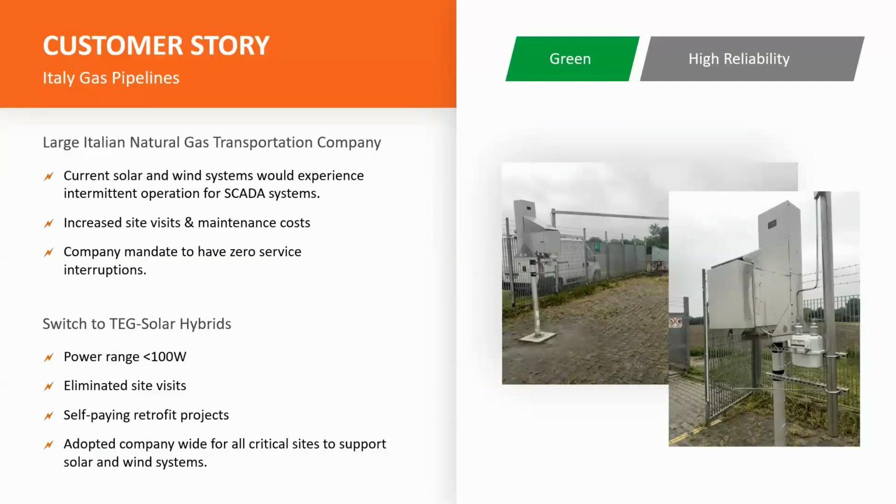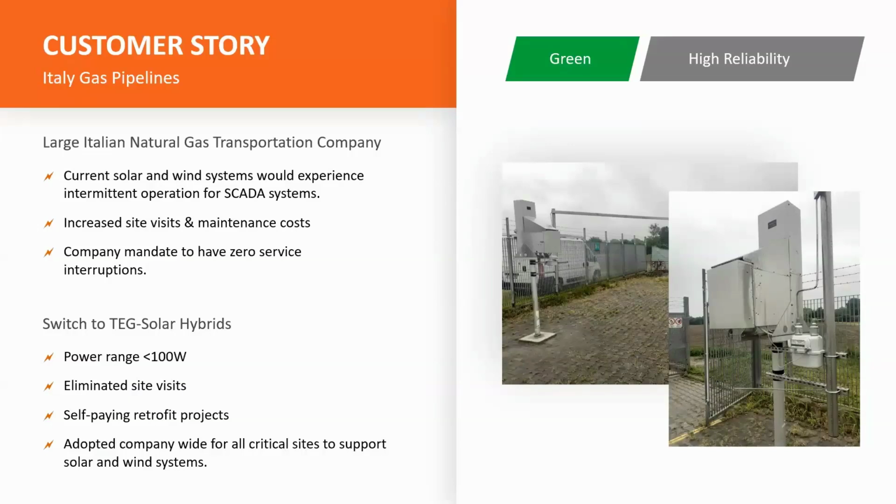Another good story that we have is actually in Italy. So this customer was actually running all of their SCADA systems on only solar and wind, which wind typically could have a very intermittent operation. So they were seeing similar problems where they were having increased site visits and having to go out to these remote locations. And the company eventually put in a mandate that they wanted to have zero interruption service on these locations.